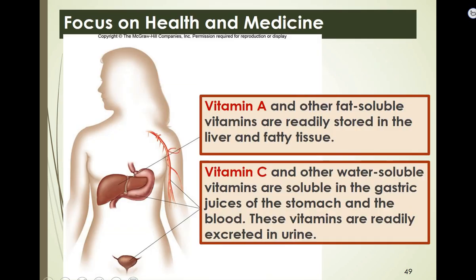Vitamin A and other fat-soluble vitamins are readily stored in the liver and fatty tissue. Vitamin C and other water-soluble vitamins are stored in the gastric juices of the stomach and in the blood, and these vitamins are readily excreted in the urine. So we have to constantly be taking in things that are water-soluble because they go right through our system. The fat-soluble vitamins tend to stick around. So they're harder to get rid of once we've got them into our body. So taking on too much of them can be a hard thing.